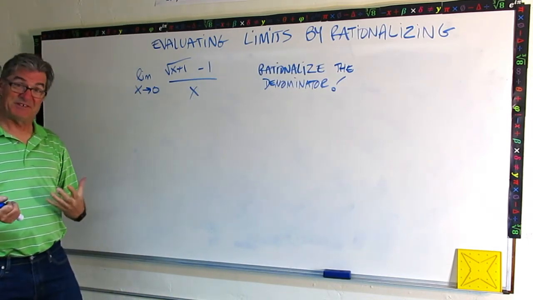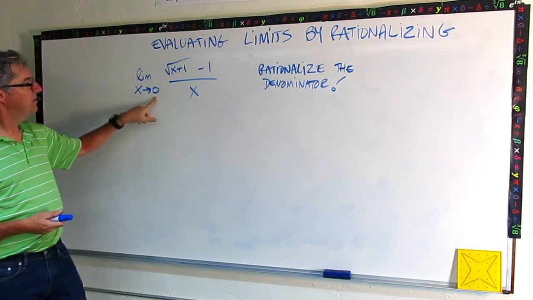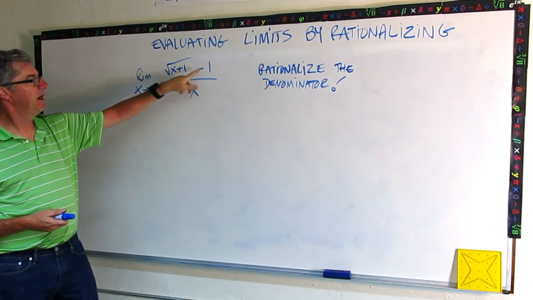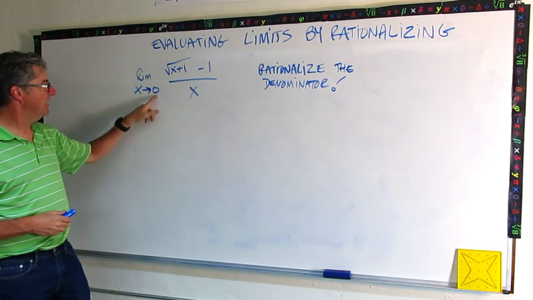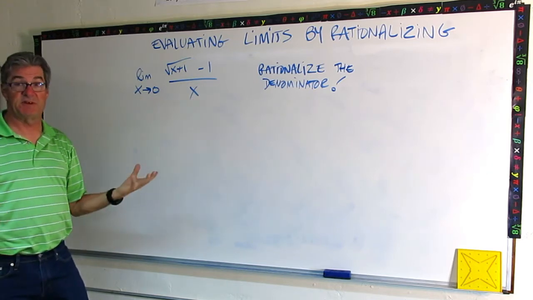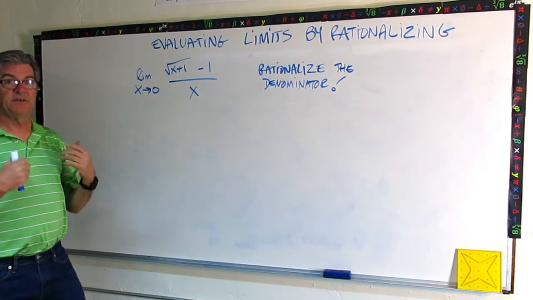Evaluating limits by rationalizing. So let's take a look at this technique. Here's a limit. I've got as x approaches 0 of the square root of x plus 1 minus 1, and I have x on the bottom. So I can't use direct substitution. I can't put in 0 for x because I have division by 0. Can't do that. So what we're going to do is this technique called rationalizing the denominator.